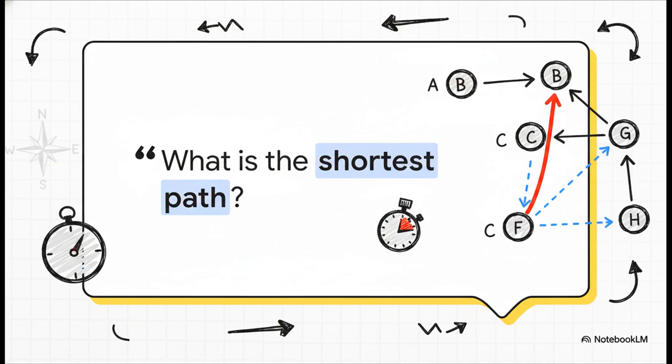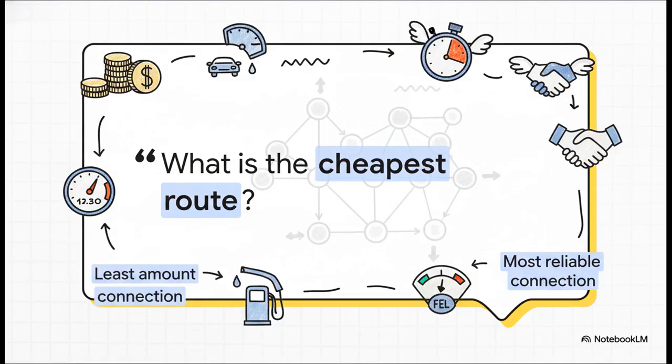What's the most efficient way? We don't just want any path, we usually want the best one. And right now, we're not even talking about traffic or tolls, just the fewest number of steps, the most direct route possible. And that brings us to the final, and maybe the most complex question.